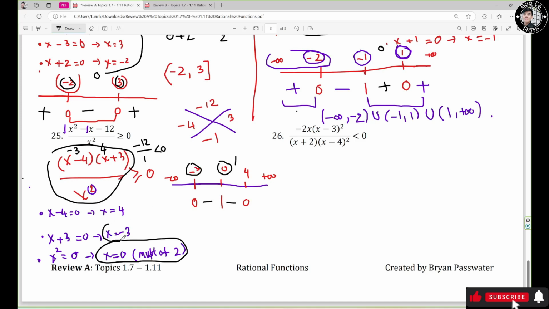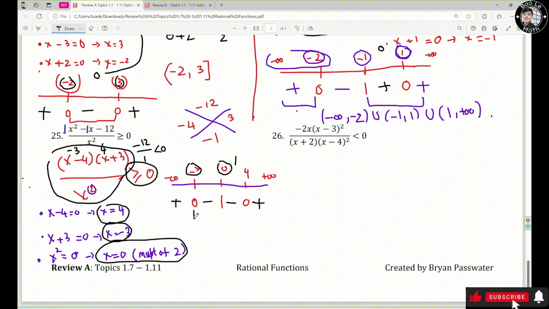This is multiplicity of 1, so I just change the sign, positive. Right at 4, multiplicity of 1, I just change the sign, negative, and then this one positive. Now finally, I need the whole thing greater than or equal to 0.